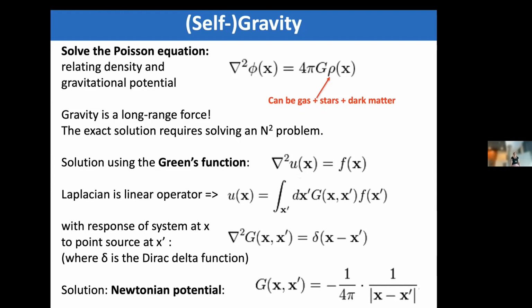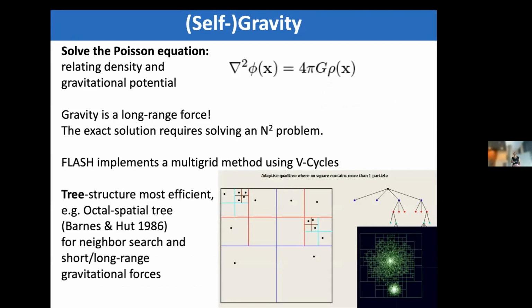All right. So there are ways to deal with gravity. And one of them is to basically use a Green's function to rewrite the Poisson equation, using the Newtonian potential as the Green's function. And then in this way, you can basically turn it into a simple summation problem.